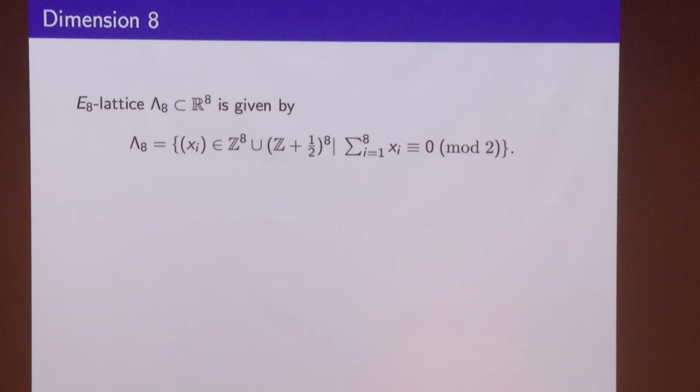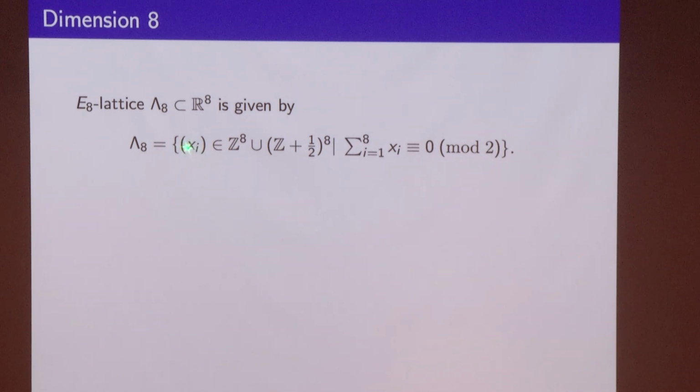So what happens in these special dimensions 8 and 24? First, in these dimensions, we have particularly nice configurations of spheres, very nice candidates for the solution. In dimension 8, we have a special lattice called the E8 lattice, and the name E8 comes from the fact that it's a root lattice of the E8 Lie group. This lattice can be written explicitly in the following way, just by giving coordinates of its vectors.